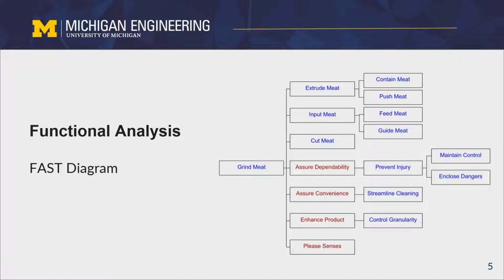In order to assure dependability, we must engineer the grinder to prevent injury by enclosing dangers and making it easy to control. The grinder is more convenient when the cleaning process is streamlined, and the product is enhanced when we include a way to control the granularity of the meat when it is extruded.